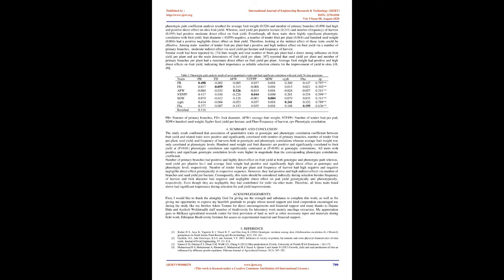This study revealed that seed yield per plant or per hectare, number of primary branches, frequency of harvest, and number of tender fruit per plant had a positive and highly significant genotypic correlation with fruit yield of okra. Weight of 100 seeds and fruit diameter had a positive and significant genotypic correlation with okra pod yield and also had a direct effect on pod yield of okra plant.